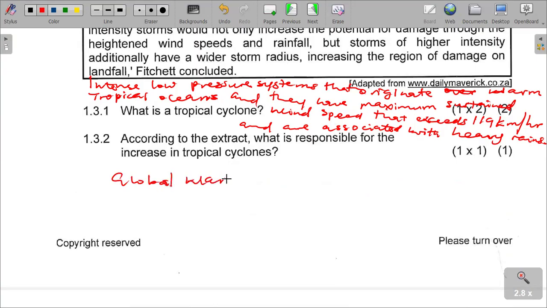Global warming or climate change, they are the possibilities which can cause increases in tropical cyclones.